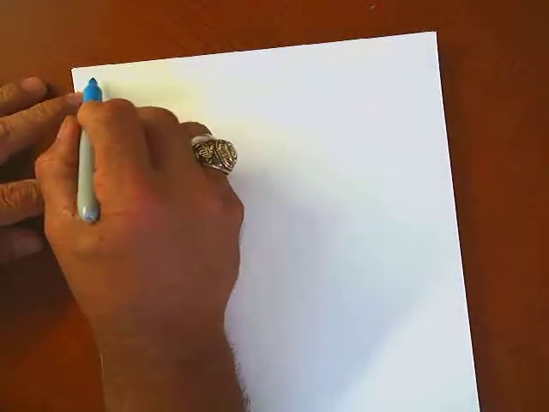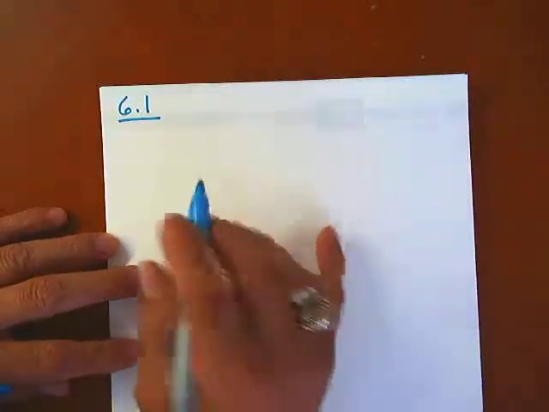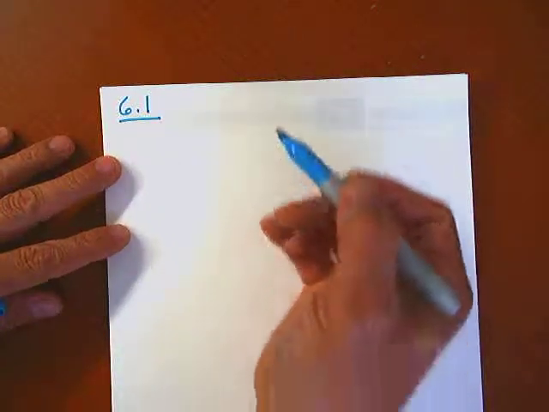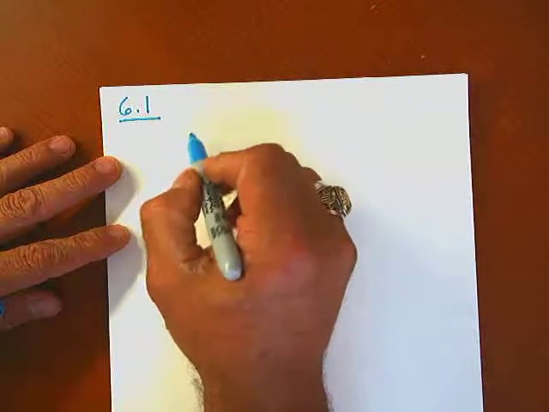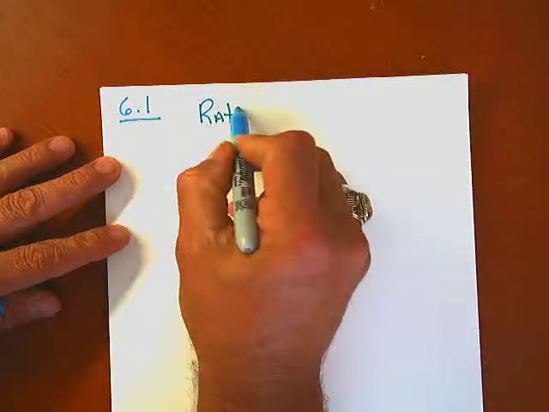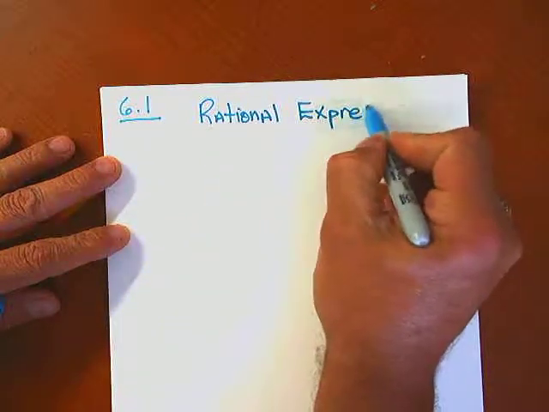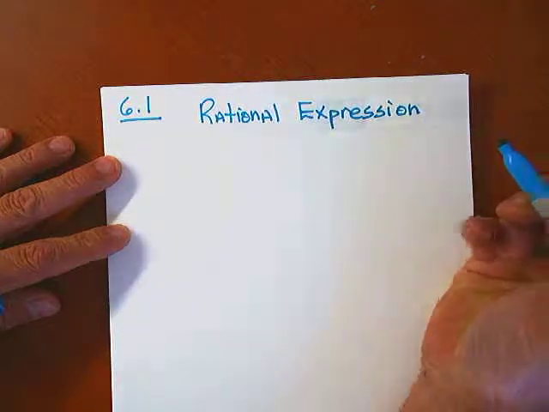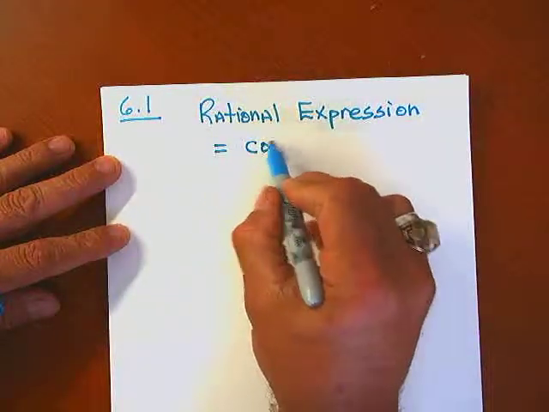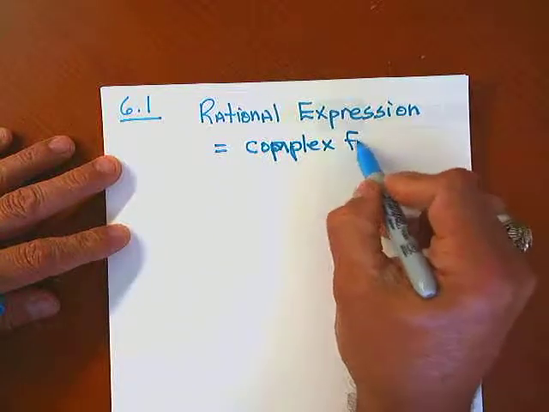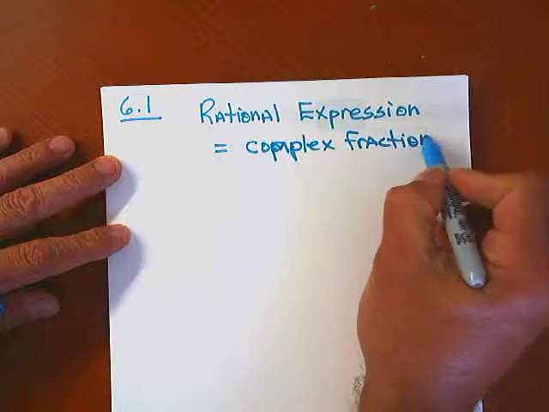The first one is 6.1, and I covered this in the class video the other day, but this is basically reducing rational expressions. A rational expression is nothing but a complex fraction. Rational expression is nothing but a nasty, complex fraction. That's all it is.